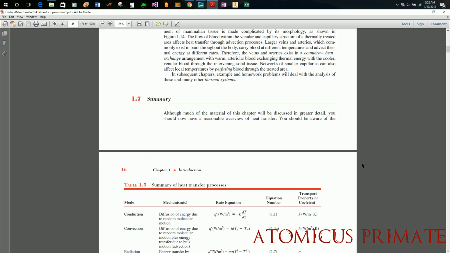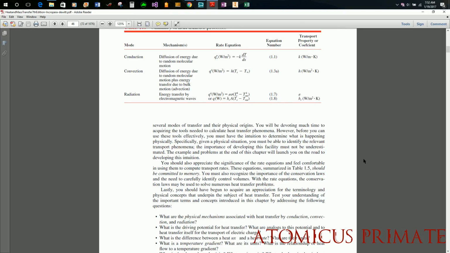Summary. Although much of the material of this chapter will be discussed in greater detail, you should now have a reasonable overview of heat transfer. You should be aware of the several modes of transfer and their physical origins. You will be devoting much time to acquiring the tools needed to calculate heat transfer phenomena. However, before you can use these tools effectively, you must have the intuition to determine what is happening physically.